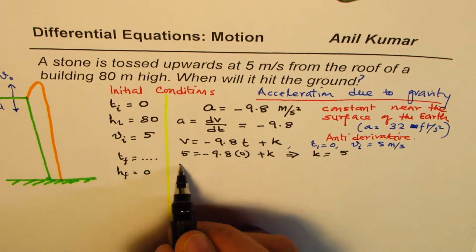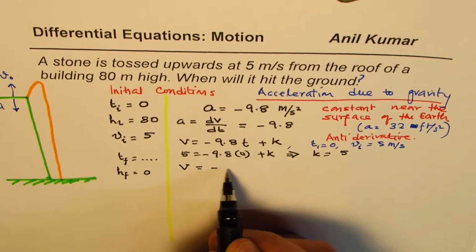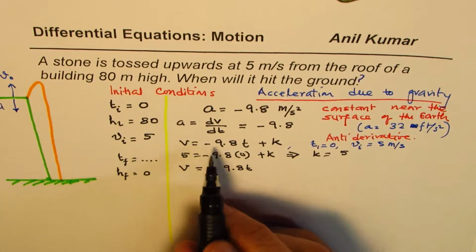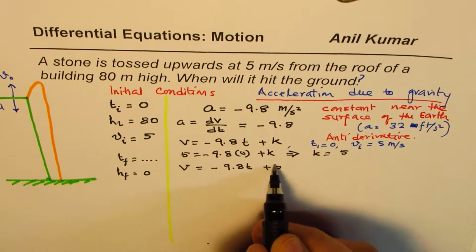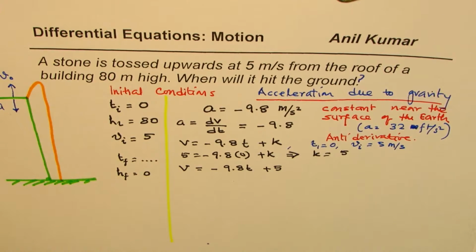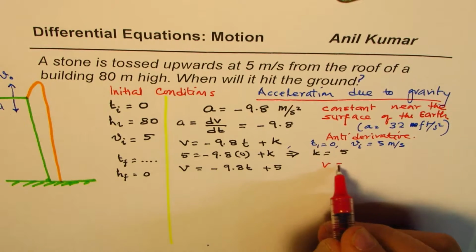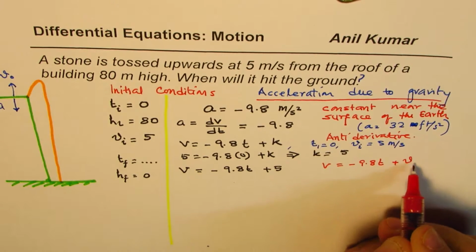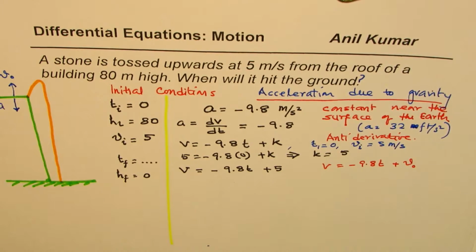So we can now write our equation for velocity as minus 9.8 t plus 5, the initial velocity. Right? So in general, this equation will look like this: velocity is equal to minus 9.8 t plus initial velocity, right? That is the general equation for the same.